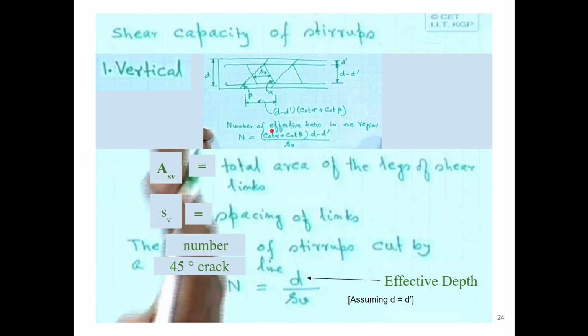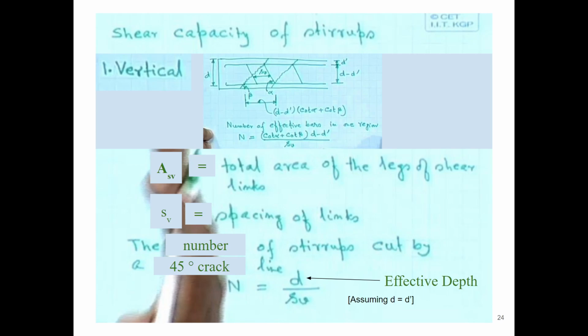Now let us see how to design for shear, how to design the shear stirrups to get the required shear capacity. The stirrups can be provided both vertically and in an inclined way, right? So initially let us take the vertical condition.